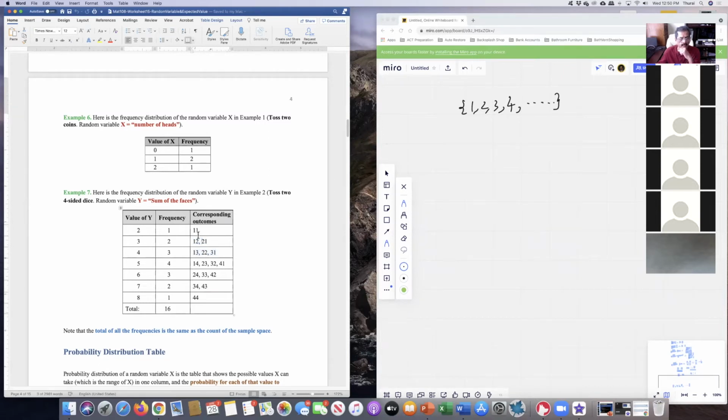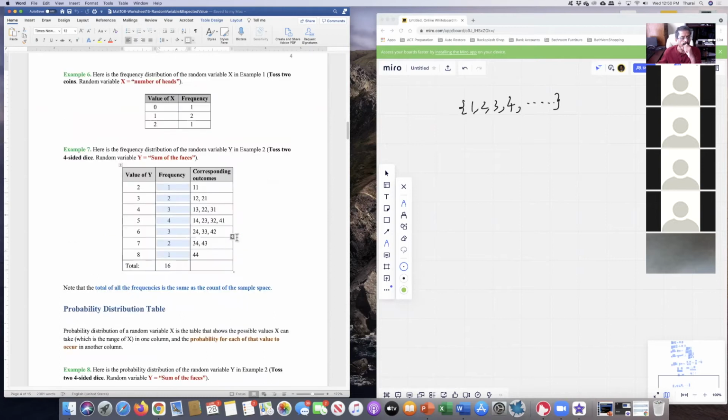If you count all of these, that's 16. So these frequencies should add up to 16, because you have to account for every outcome. Clearly the frequencies must add up to the count of the sample space. You need to remember that. The frequencies must add up to the count of the sample space, otherwise the frequency list is wrong.